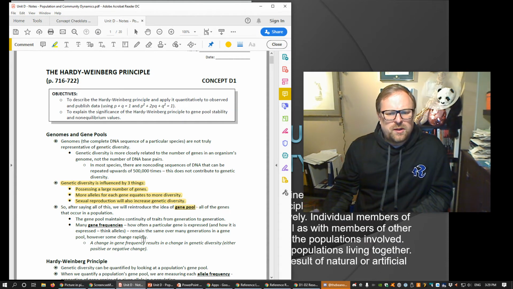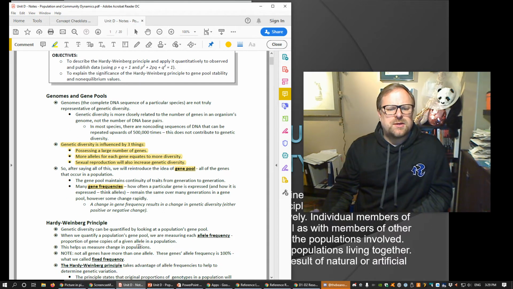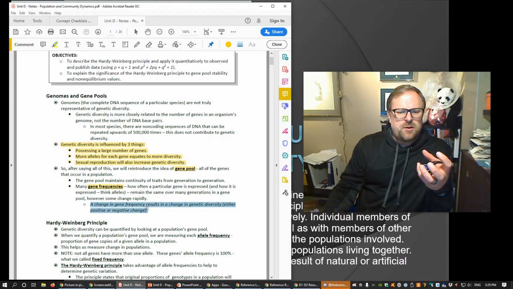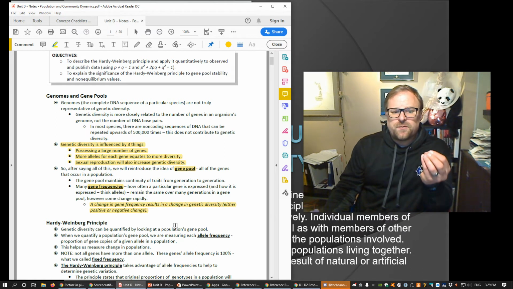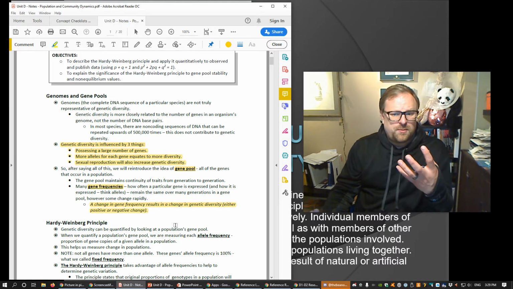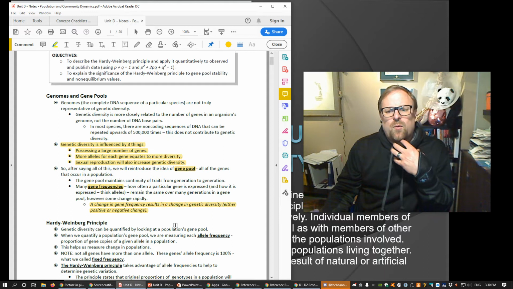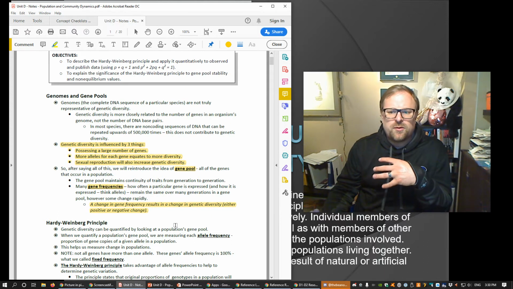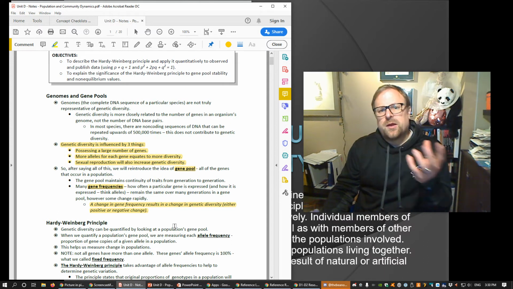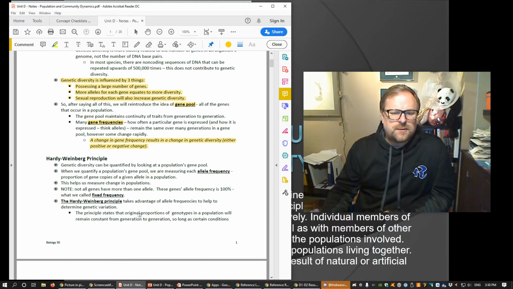Understand what a gene pool is, okay? And then understand what I mean by gene frequency, okay? A change, and this bit at the bottom here that I've italicized, a change in gene frequency results in a change in the genetic diversity of a population, okay? So either a positive or a negative change. So if you've got one gene that's more frequent than another, or one allele that's more frequent than another, then that's going to change our genetic diversity.